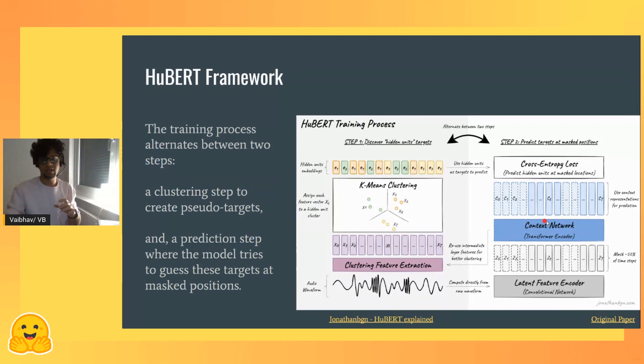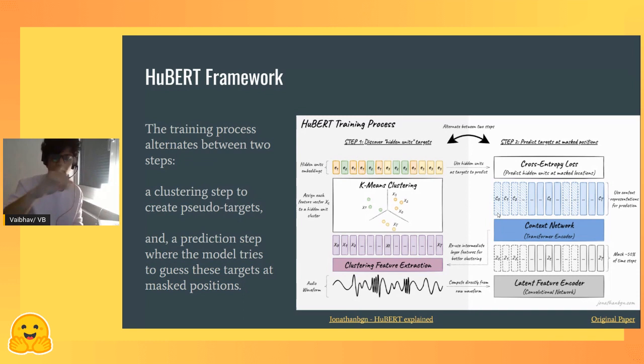So we do step one, which is we discover these hidden units, right? Step two, we predict the targets at these mask positions, right? And then we keep doing this until we've gone through one entire pass over the entire data set. So in the paper, they pre-trained using the 960-hour LibriSpeech data set. So that's the entire pass on the 960-hour LibriSpeech data set.